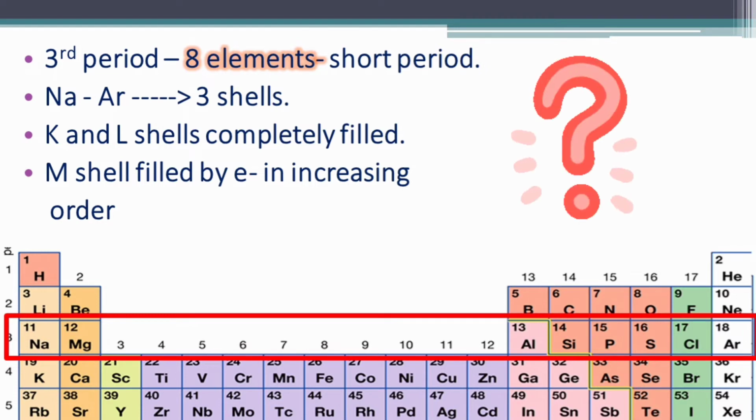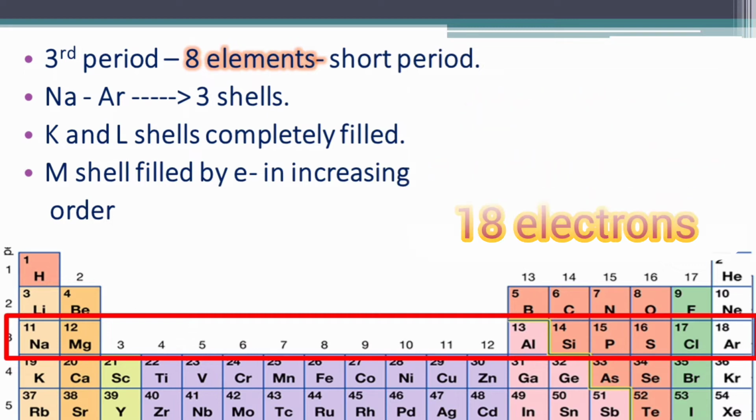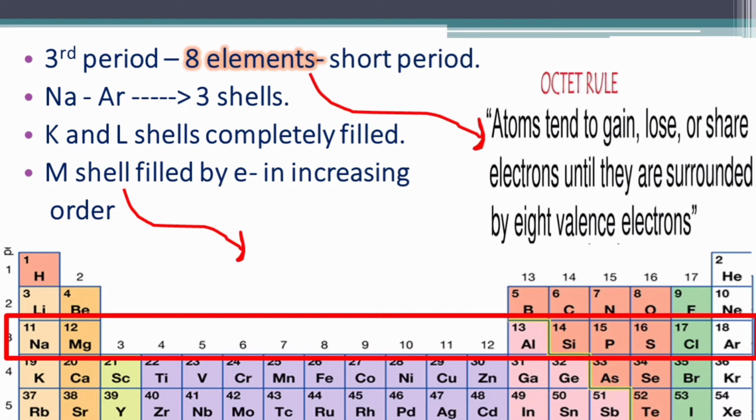Now, naturally a question arises. Why does the third period contain only 8 elements even though the electron capacity of the third shell is 18? We know that according to the 2n square rule, the M shell can accommodate 18 electrons. But according to the octet rule, we know that the last shell should have only 8 electrons.